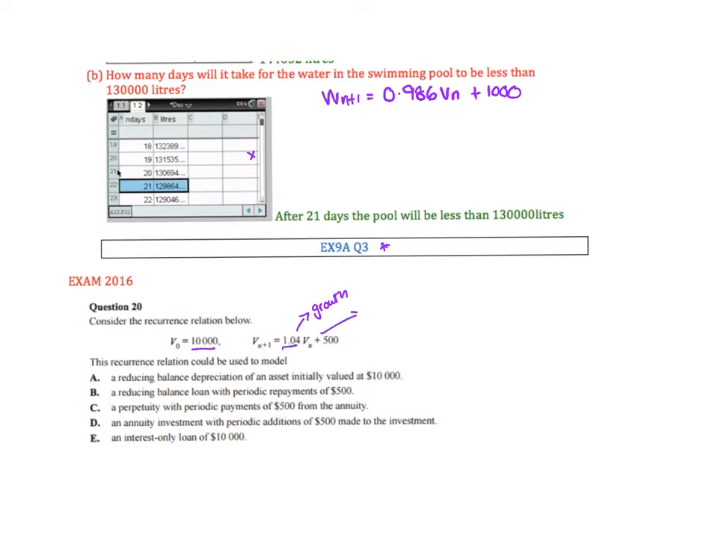And this is also growth as well. So the recurrence relation could be used to model, well, it's not a reducing balance because that is a decay. So I'm going to say no to that one. A reducing balance loan. It could be a loan in the fact that it's growing, but then the payments would be minus 500. So I'm going to say no to that. Oh, you haven't learnt what a perpetuity is yet. So I might leave this question. We'll come back to this one.